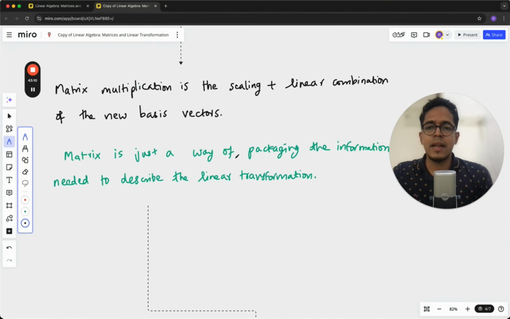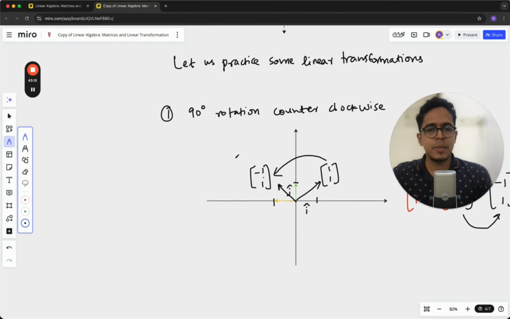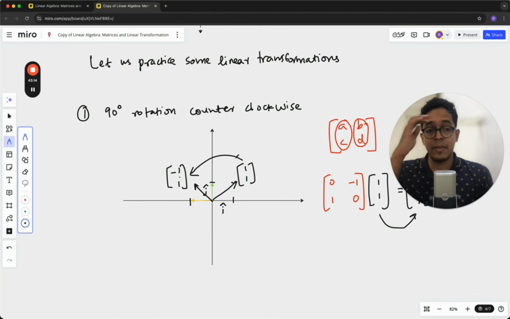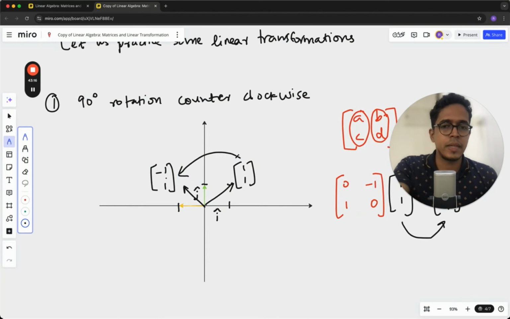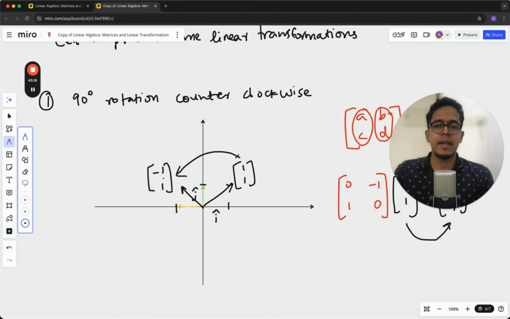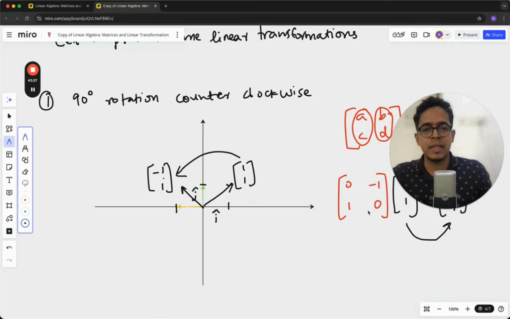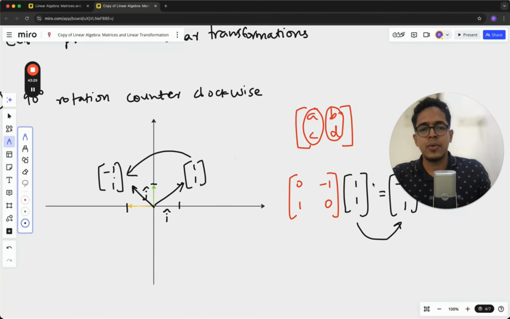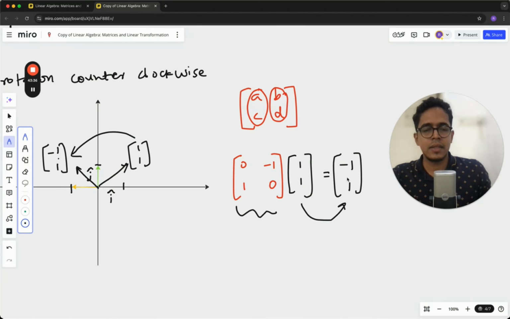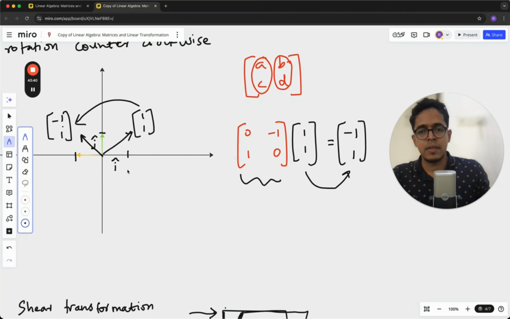And then finally, we also looked at some specific examples. We practiced some linear transformations. If it's a counterclockwise 90-degree rotation, we just need to keep track of what happens to i and j. Wherever i ends up, you write as the first column, and wherever j ends up as the second column. Then if you apply this on any given vector by multiplying the matrix with the vector, you get a resultant vector. And this resultant vector is indeed the transformed vector. We saw that with this example.